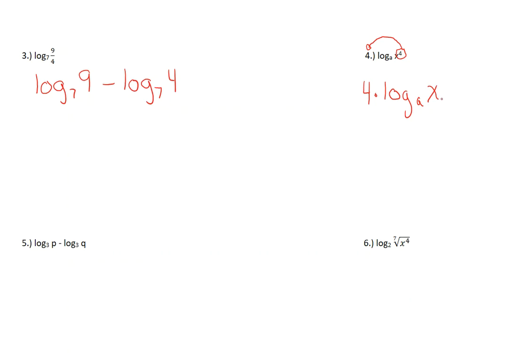Over here we see that it's division. So we're going to separate these two out with subtraction. So we're expanding that. Over here, you'll see this is the first one that we have with an exponent. So this exponent goes in front as a multiplier. So it becomes 4 times log base A of x.